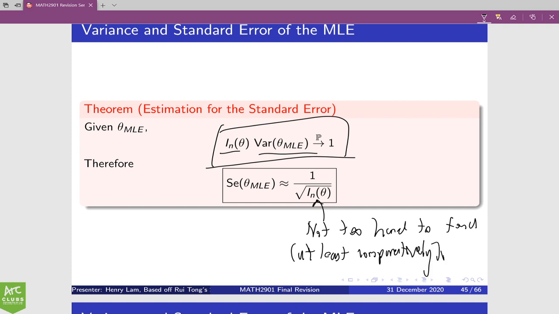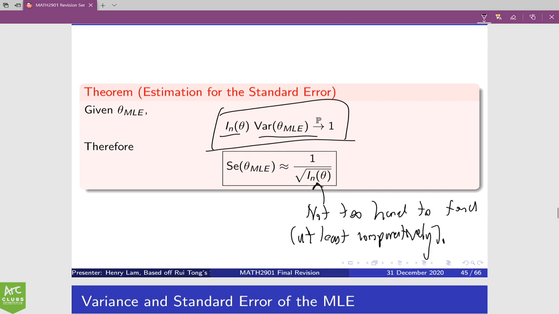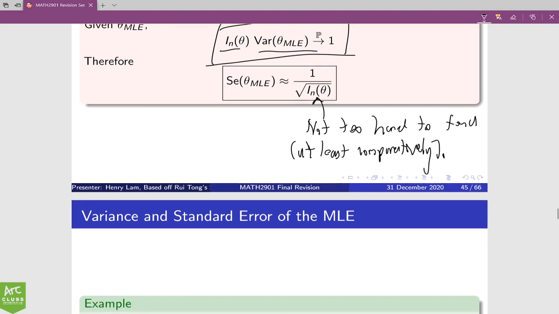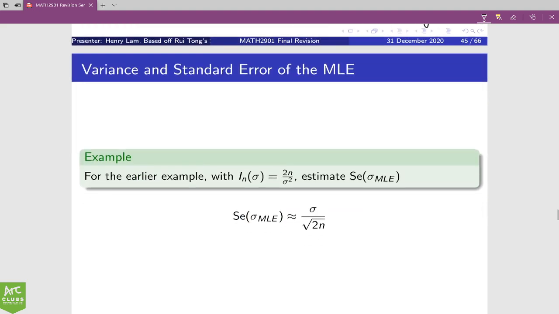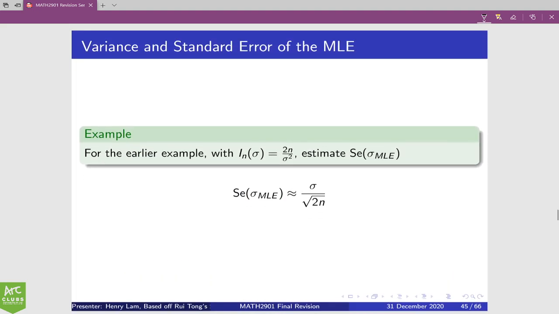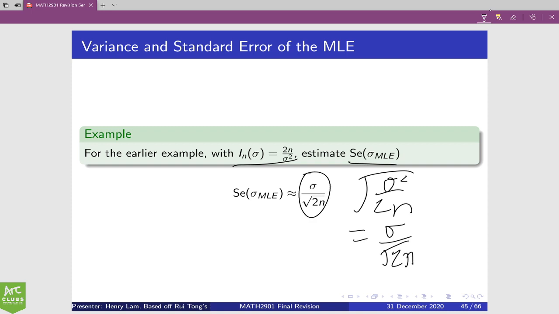Right? Than directly finding it through your MLE itself. Right, so for this example, we know that the Fisher information was this, so we want to estimate the standard error. Just reciprocal it, sigma squared over 2n, and that's just sigma over square root 2n, which is what you see here. Right, fairly straightforward, and this is asymptotic.